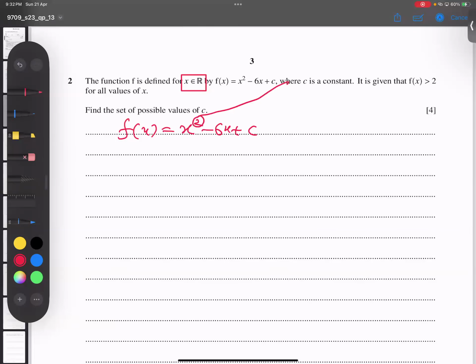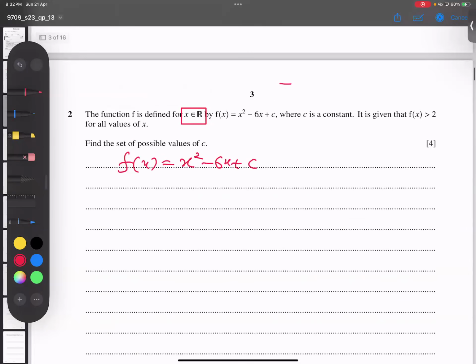Power 2 is called a parabolic curve, and you know a parabolic curve with a positive x squared has this kind of curve, and with a negative x squared we have the other kind of curve. All right. And he said that c is a constant. It is given that f of x is greater than 2. What does f stand for? y. The y value is bigger than 2. In short, he's telling very clearly that the range is bigger than 2.